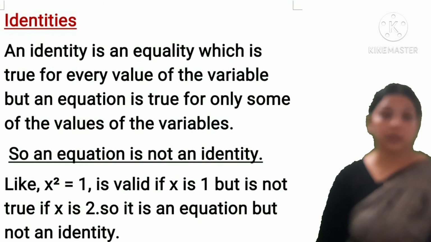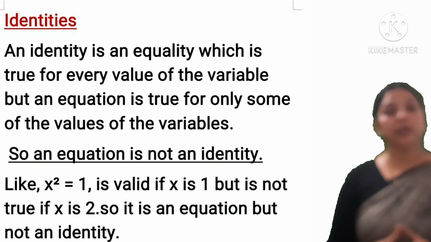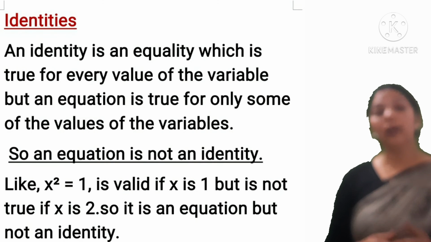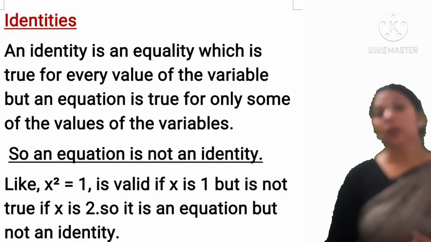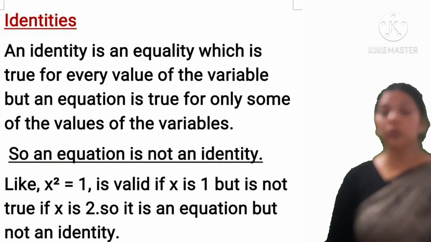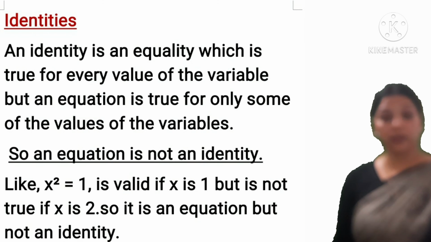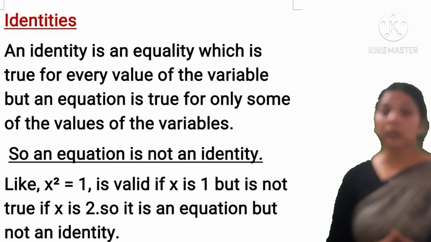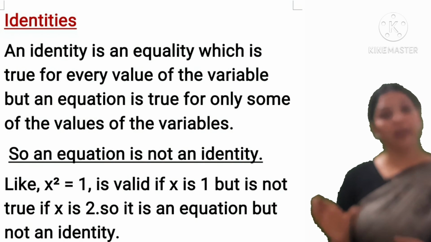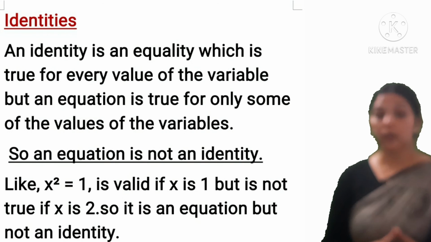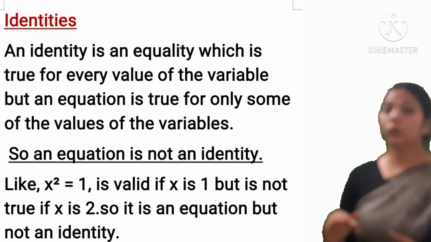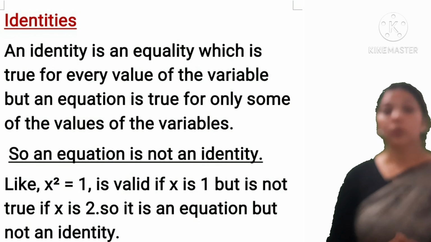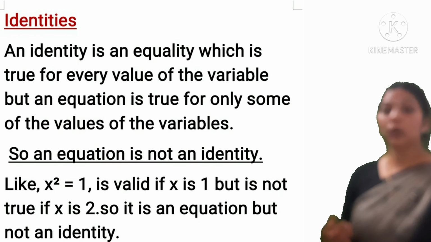Now identities. So what are identities actually? An identity is an equality which is true for every value of the variable, but an equation is not an identity. An equation is true only for some values of the variable. Like x square is equal to 1. This is an equation and it is valid only for x is equal to 1, because it is not true for 2. If we take x is equal to 2, then it would be 4 is equal to 1, which is not true. So this is an equation, a non-identity.